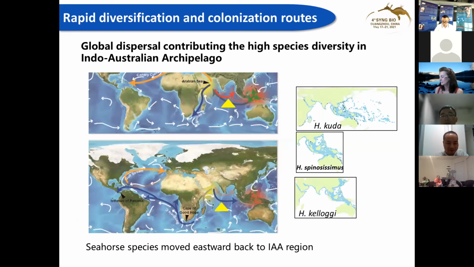And also, we could find evidence of seahorses moving back from East Africa to the IAA areas, suggesting that global dispersal could also contribute to the high species diversity in the Indo-Australian archipelago areas.